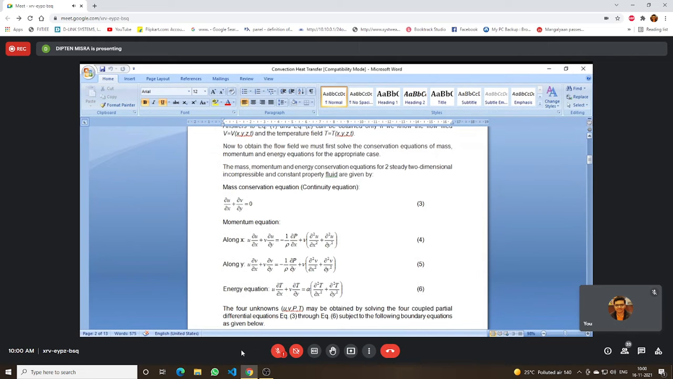Sir, in these cases, we are considering the fluid is actually moving with some constant velocity, right? It is not accelerating.